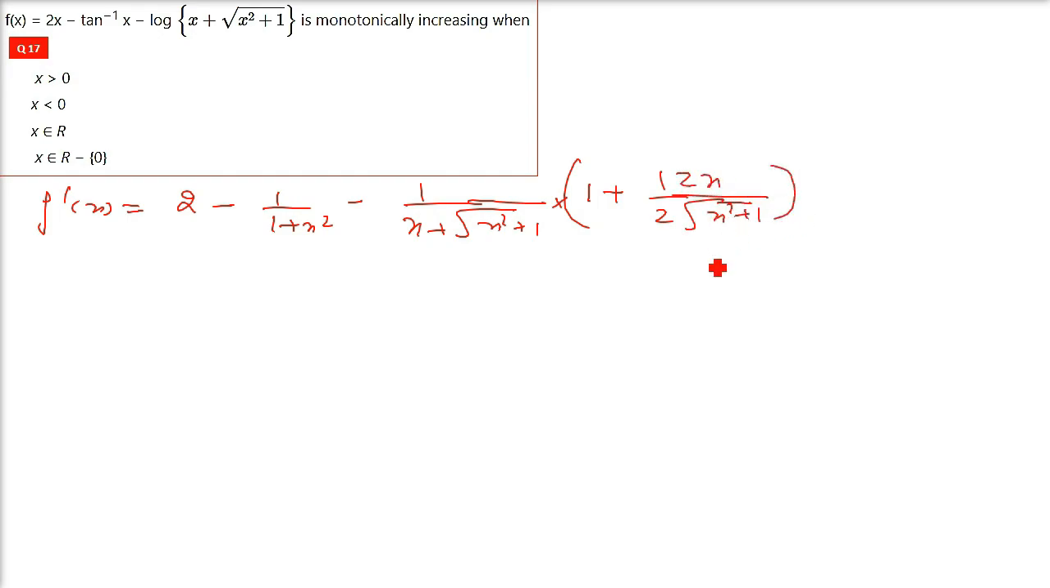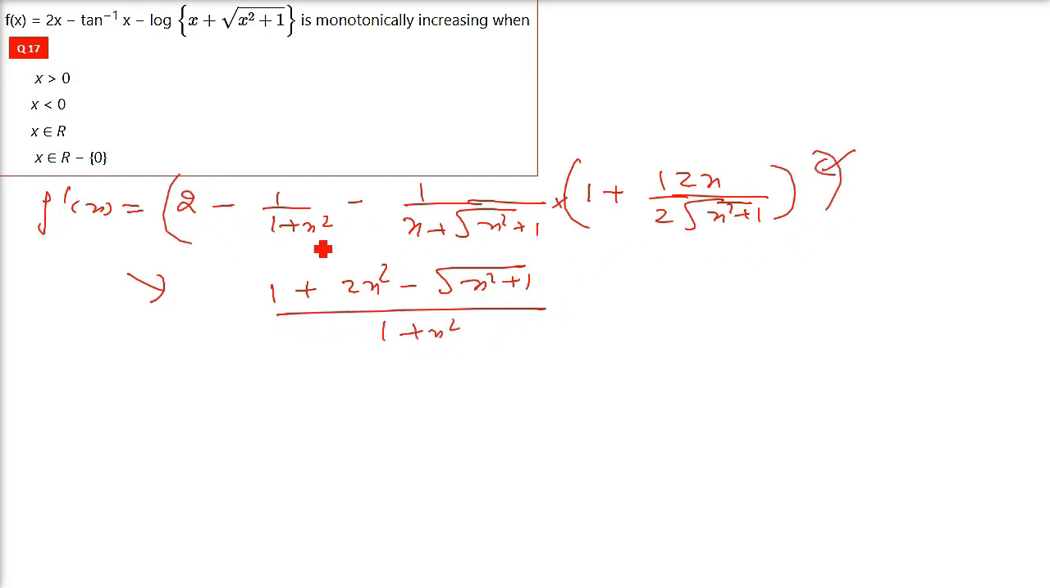Now the only thing you have to do is take the LCM and rearrange. You know how to simplify this. So I will leave it for you because I hope this is customary and routine, what you have been doing. I'm going to write the final thing which you get because it will take some time to solve it. 1 plus 2x square minus under root x square plus 1 divided by 1 plus x square. This is after the simplification. You are going to get this thing only. Now this is greater than 0.